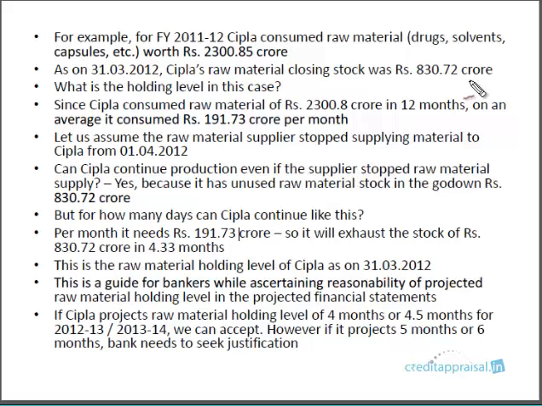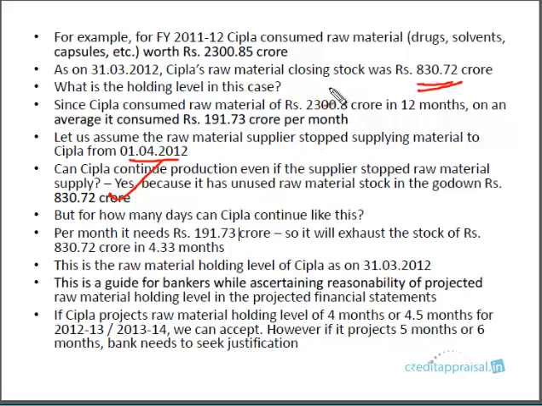Okay. Let us assume that the raw material supplier for Cipla has stopped supplying raw material. From 1st April 2012, the raw material supplier has stopped supplying raw material. Now, can Cipla continue production? Even if the supplier has stopped raw material supply, can Cipla still continue production? Yes, it can. Why? Because in the raw material godown, there is stock worth 830 crores.